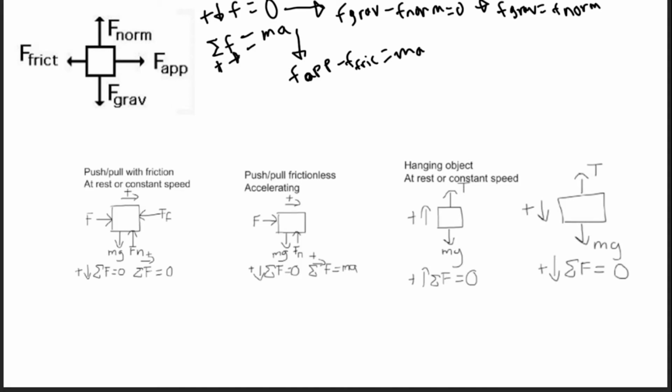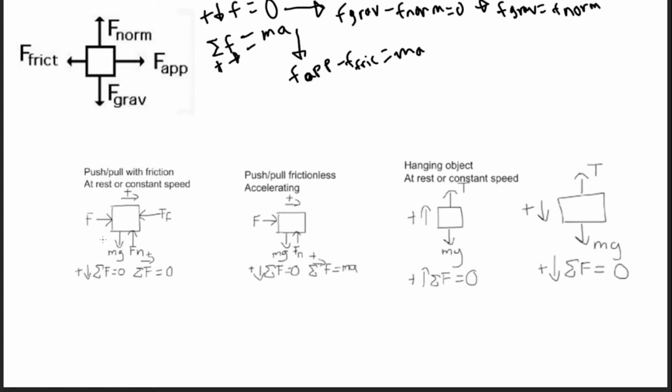So here are some extra examples. We're looking here at a push-pull with friction at rest or constant speed. This time it's like this, but it's not accelerating. Looking at the net force of the vertical, the bottom is going to be positive, and that means the normal force and mg are what we're using, because mg is the same as the force of gravity. It's just mass times gravity. That's all it is.